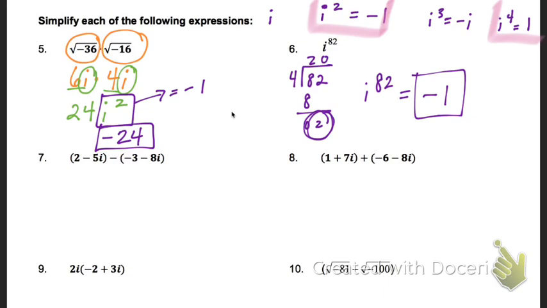Okay, here we're going to combine like terms. So I'm going to combine my numbers. And then I'm going to combine the i's. So 2 minus -3 would be the same as saying 2 plus 3. Which is what? 5. -5i plus 8i would be what? Yep. And since it's not an i squared or i to the 4th, I can leave it, or i cubed. Try number 8.